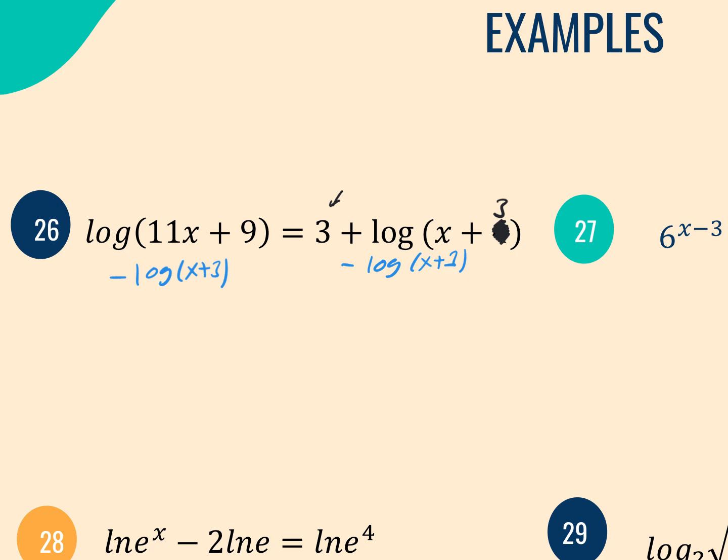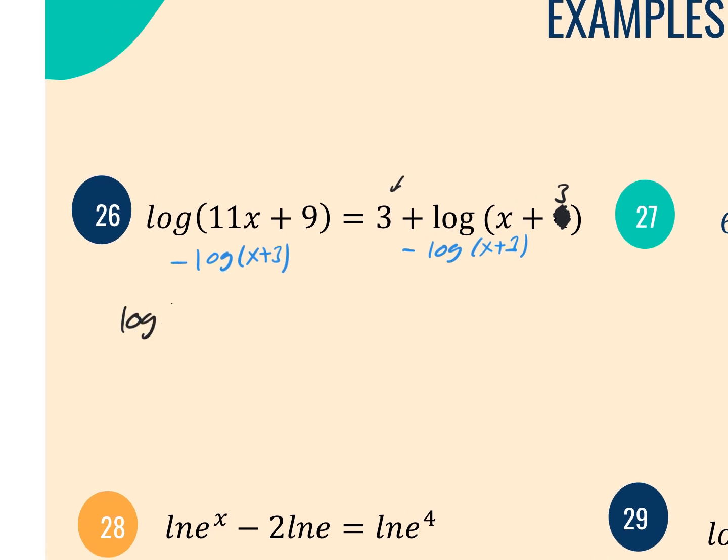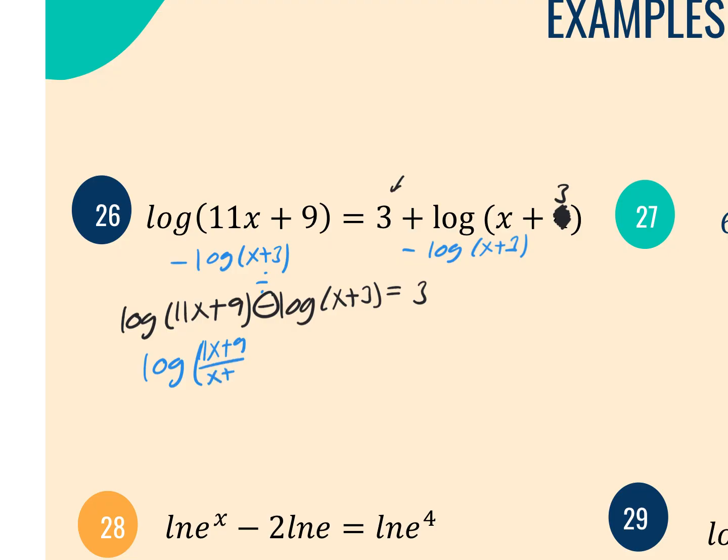Let me write that down a little bit cleaner. This is going to be a log of 11x plus 9 minus log of x plus 3 equals 3. And then that minus is going to tell you to divide. So this is going to be a log of 11x plus 9 over x plus 3 equals 3. And then now I have a log equals a number.